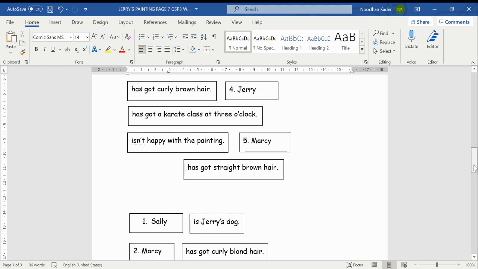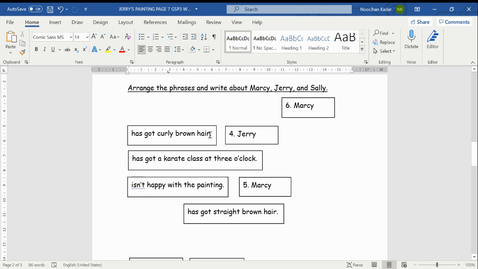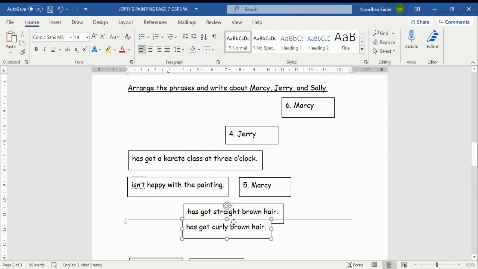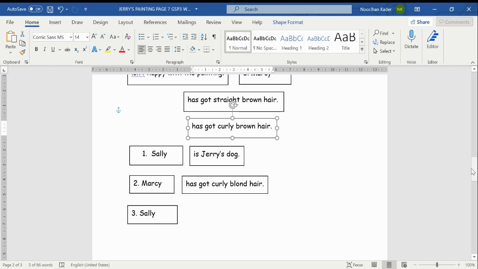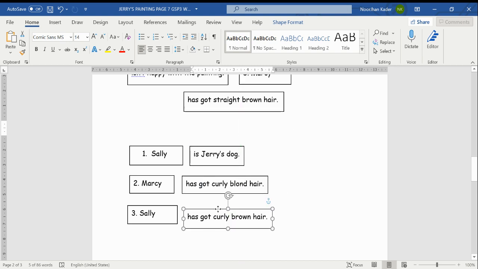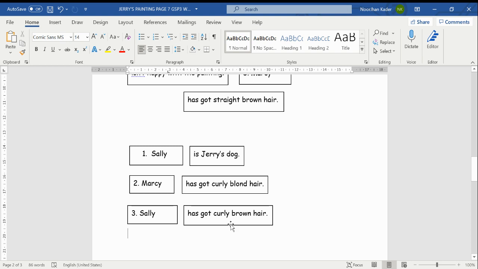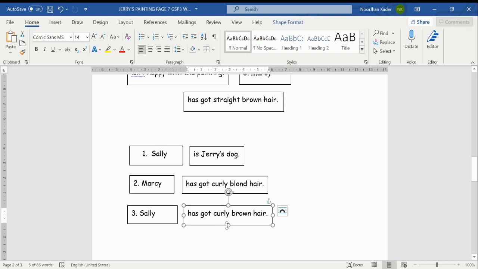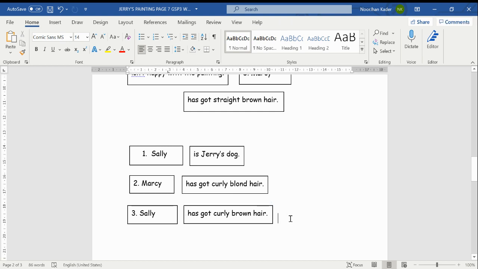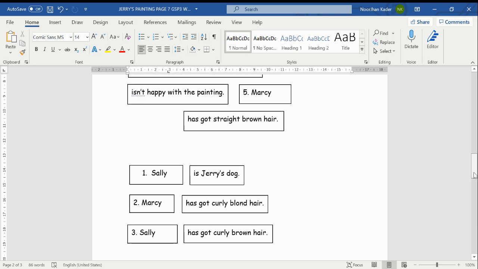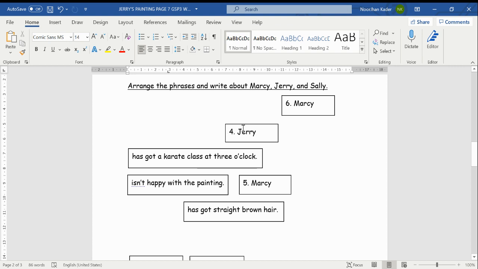Let's go down. Let's check again. Which one do you think? So this one is more suitable than the others. Let's drag this one. So the third sentence is Sally has got curly brown hair. It's okay, we are arranging them first. We do not know whether the sentences are correct or not. Let's arrange first.